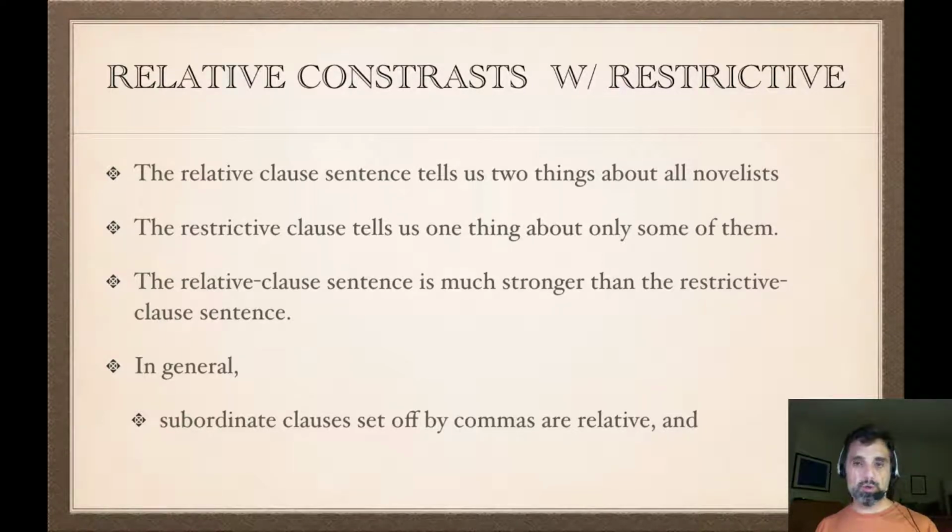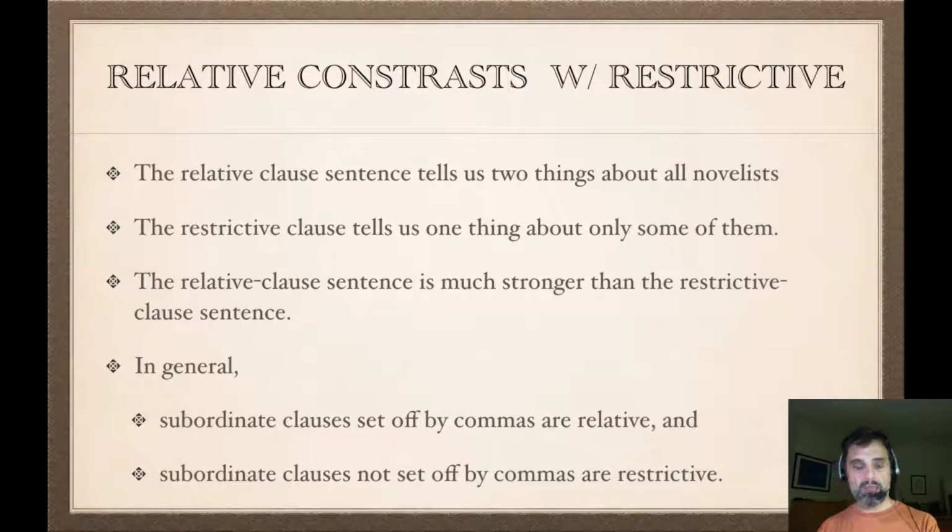And so how do we know which one is which? If we have a subordinate clause and it's set off by a comma, then it's a relative clause. That's the first case: all novelists, comma, who are lonely are geniuses. If we get rid of the commas, we say all novelists who are lonely are geniuses, then it's a restrictive clause. So that's what you need to know. So that's how you do relative and restrictive.